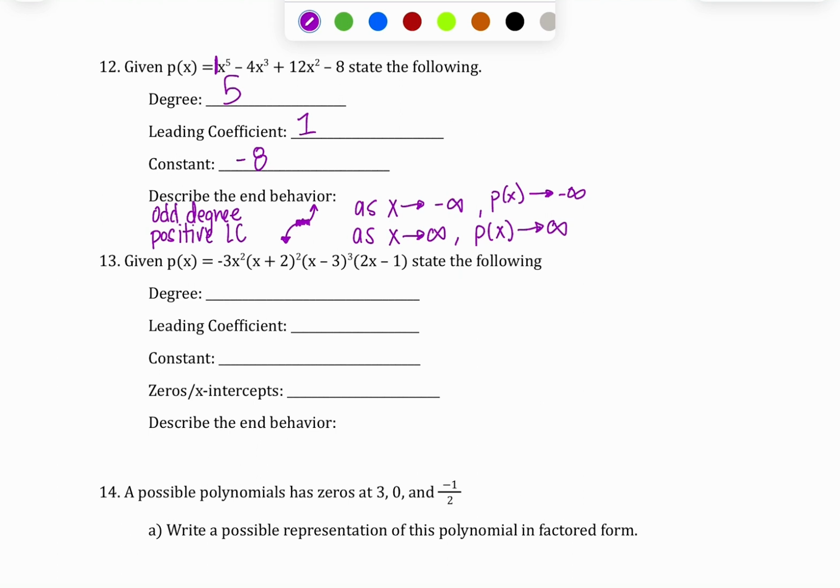In number 13, this is given to us in factored form. So we can calculate the degree by adding up all of the exponents: 2 plus 2 plus 3 plus 1 is going to give us 8 as the degree. So this is going to have even degree.